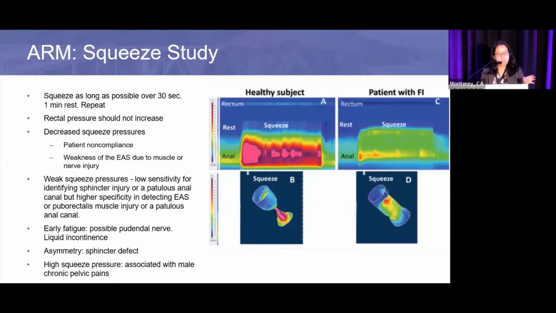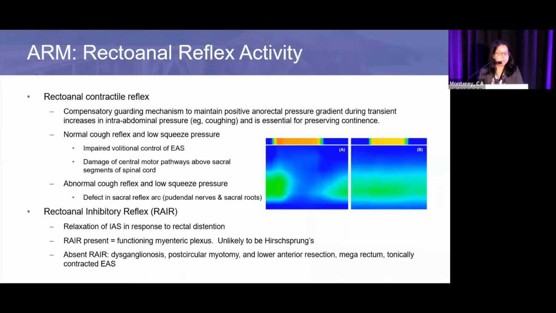especially noted here, you can see the two pictures. On the one hand, the healthy subject, you have that nice squeeze, circumferential altogether, and patient with fecal incontinence who lose that squeeze, and you can see very nicely that that squeeze is not there, and then the anal canal is essentially like a tube. High squeeze pressure sometimes can be associated with male chronic pelvic pain.